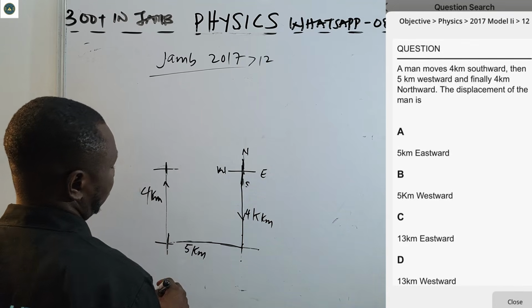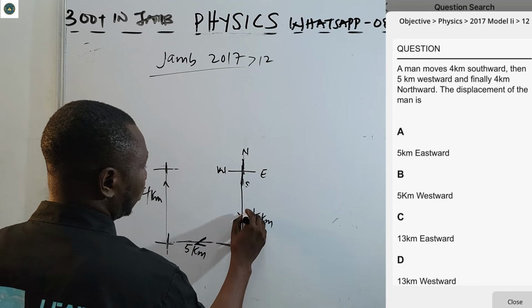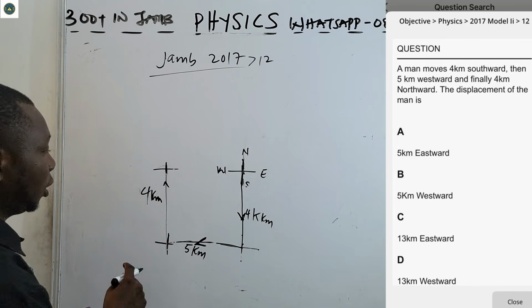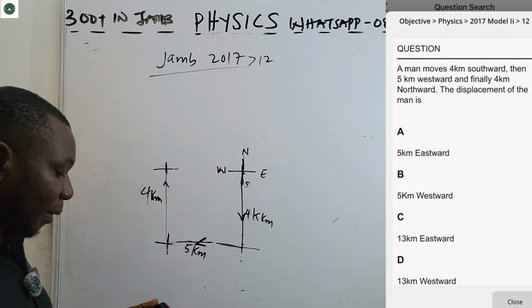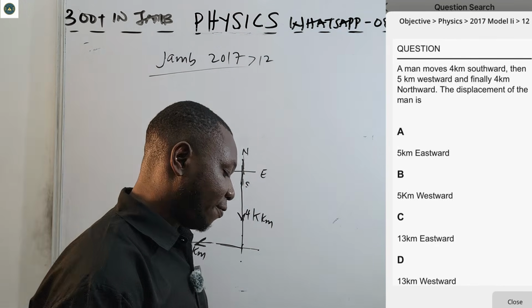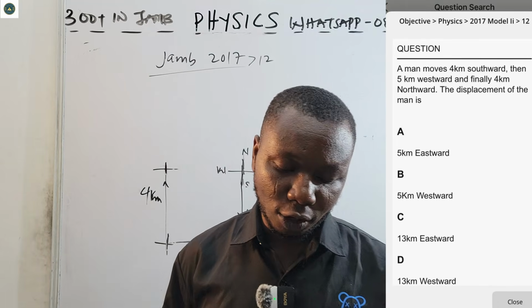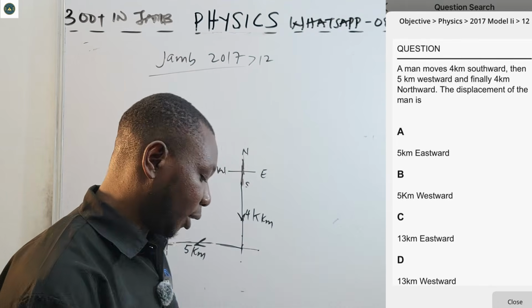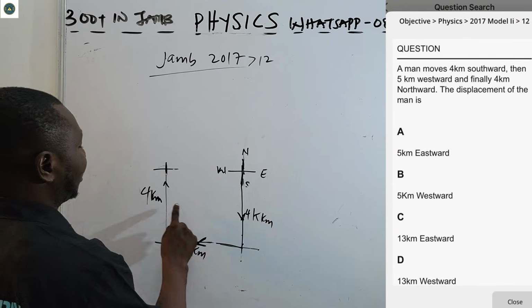It moves to the north. You must put your direction. In showing vectors, you must put direction. Now the question says, the displacement of the man is dash. A, 5 kilometers eastward. B, 5 kilometers westward. C, 13 kilometers eastward. Now if you check, this is 4 kilometers, this is 4 kilometers.